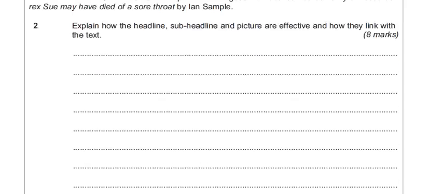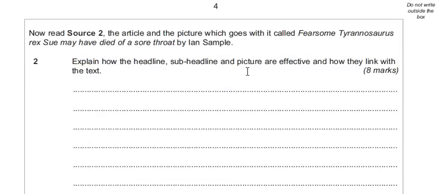Right, question 2 is this. Now read source 2, the article and the picture which goes with it, called Fearsome Tyrannosaurus Rex Sue May Have Died of a Sore Throat by Ian Sample. Explain how the headline, subheadline and picture are effective and how they link with the text. Now this one then is about presentation.